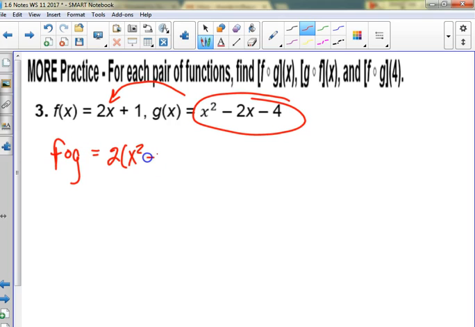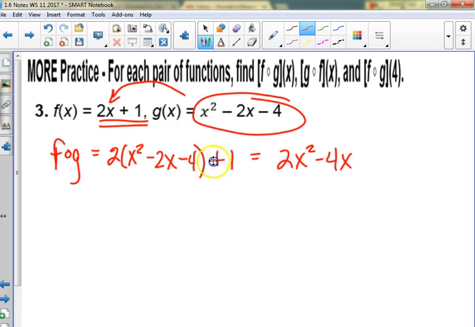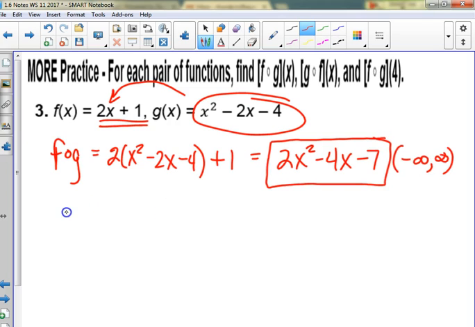2 times x squared minus 2x minus 4, and then don't forget there was a plus 1 back here on the original function. How's that going to simplify? Who's got me? Ian, how's that simplify? I think so. Is that right, guys? Distribute this, get minus 8, then the plus 1 would be minus 7. Any restrictions? Okay.